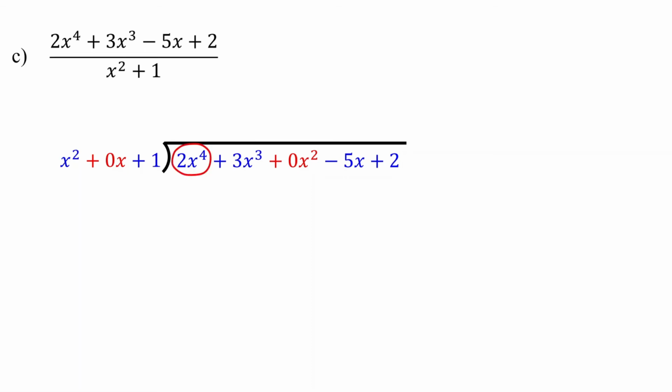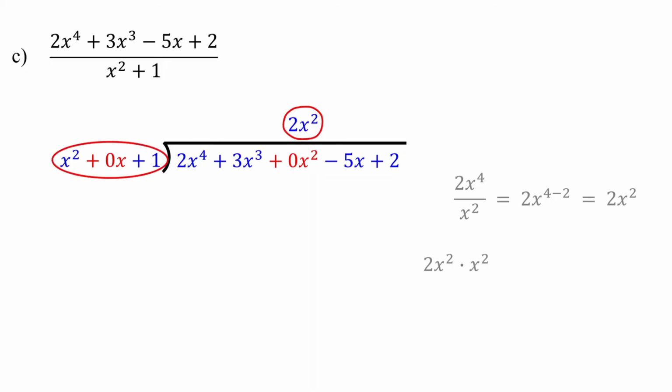Divide 2x to the fourth by x squared. To divide the variable part, just subtract the exponents. Next, multiply. 2x squared times x squared gives us 2x to the fourth, right? 2x squared times 0x is 0x cubed, and 2x squared times 1 is 2x squared.